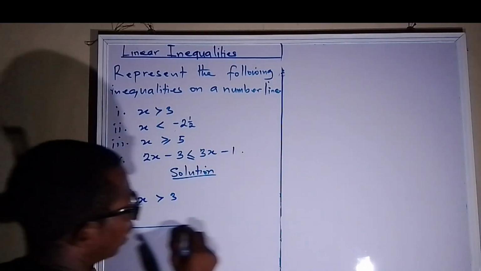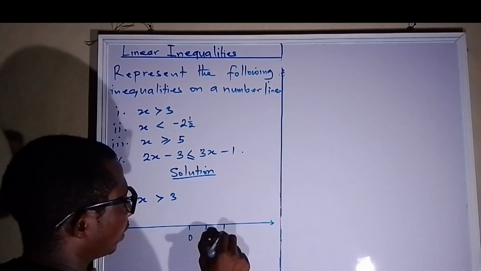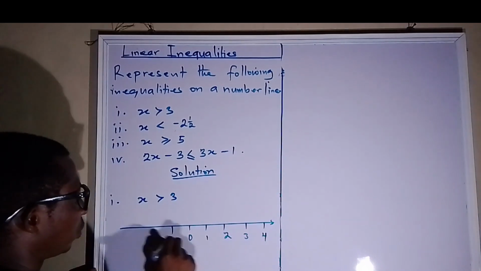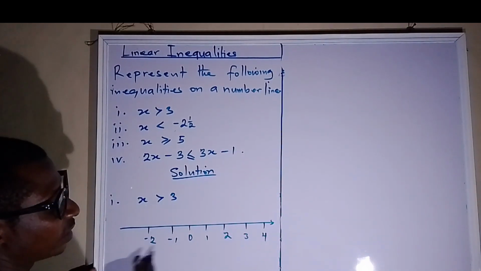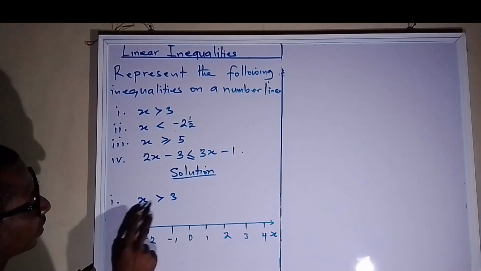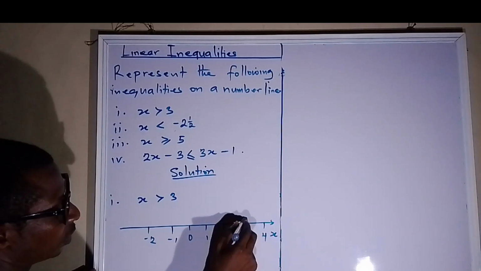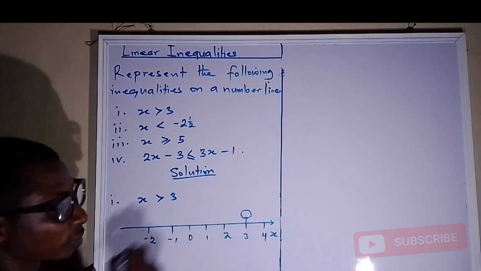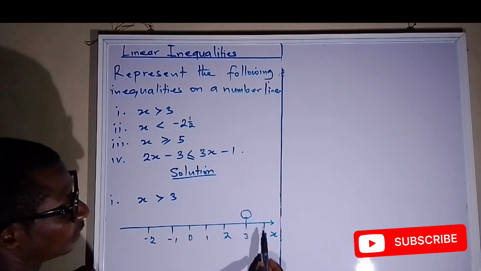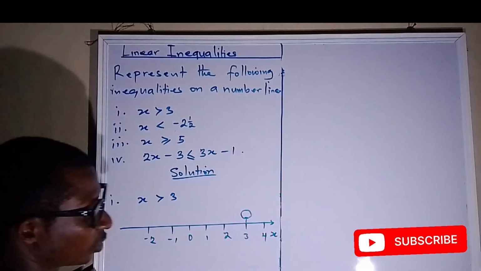Now let's draw the number line. It's 0, 1, 2, 3, 4, minus 1, and so on. These are values of x. Now, x is greater than 3. So this is the position of 3. So you draw an open circle. Now, values that are greater than 3, they are 4, 5, 6, 7, 8, and so on.